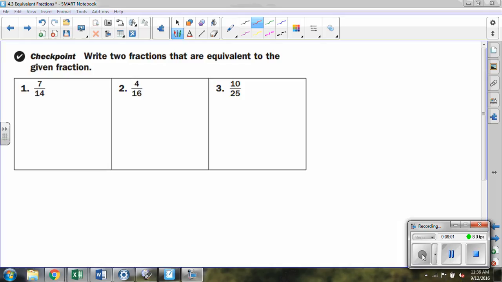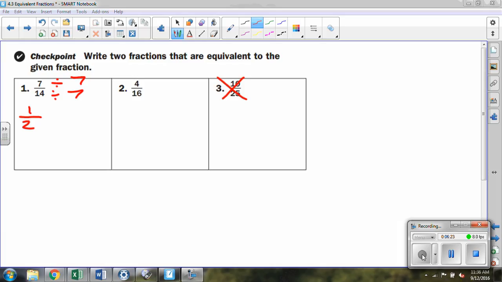Okay, and the class voted not to do number 3. That's fine. Now, for number 1, do you want to multiply or do you want to divide? Divide. Okay, if you're going to divide, they have to have something in common. They both have a 7 in common. So 7 divided by 7, 14 divided by 7, we have 1/2.